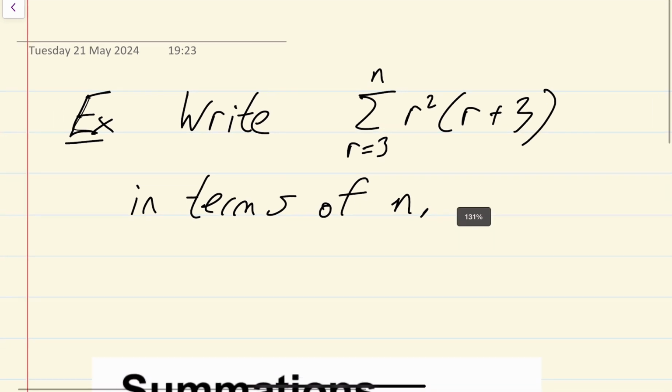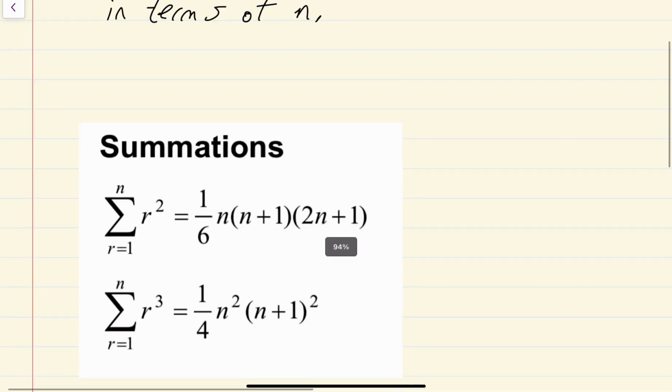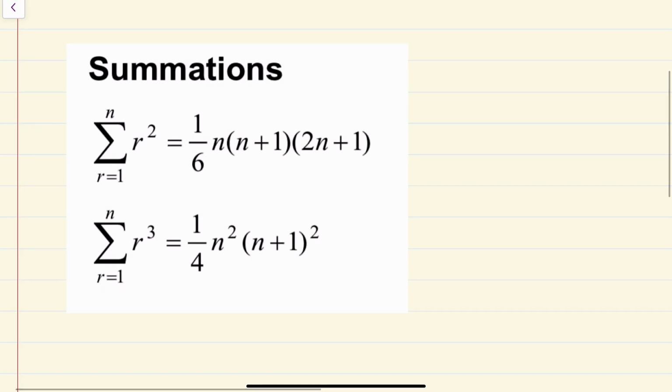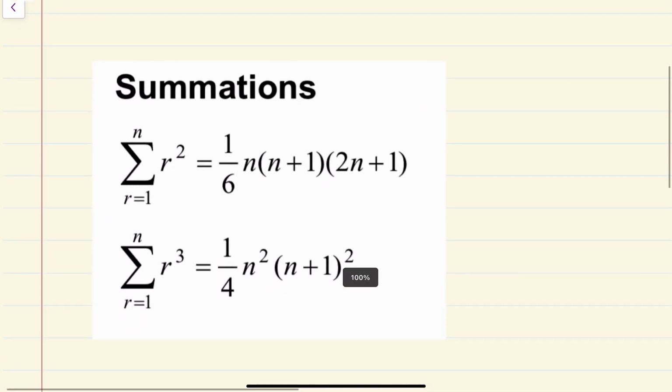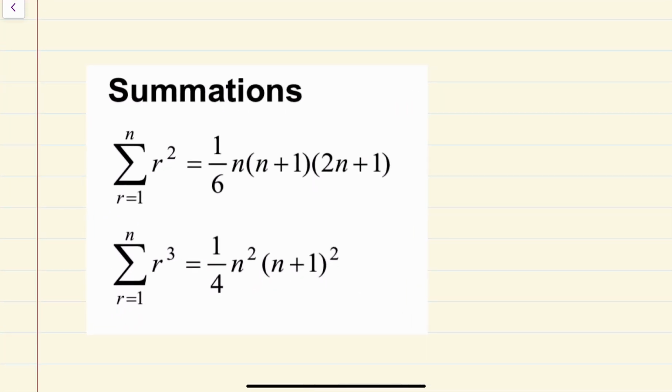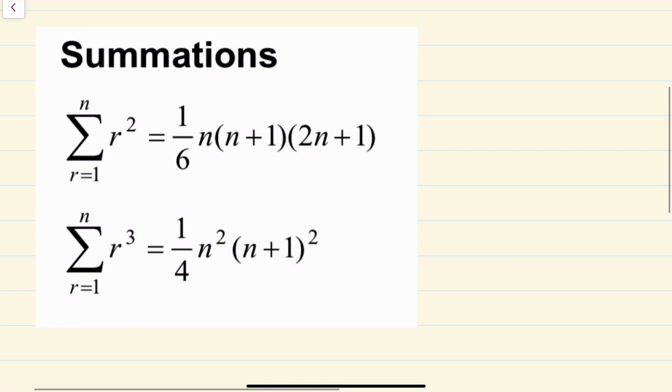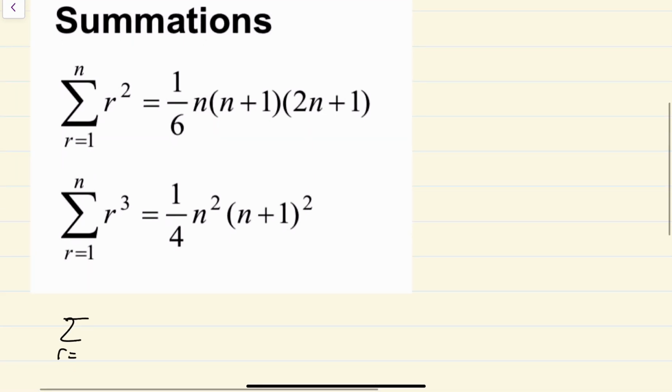Now to do this, we're going to have to use the summation formulas, and there's two of these which are given to you. You've got sigma r squared given to you, and sigma r cubed. And also, if you forget this one, which isn't given to you, it's sigma of r from 1 to n of just r.